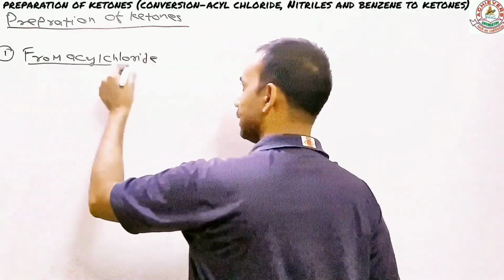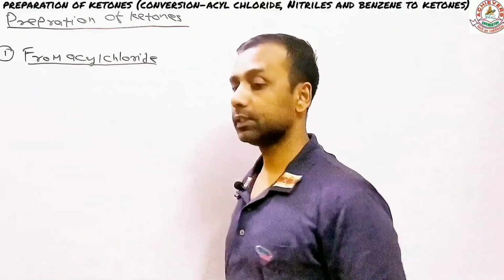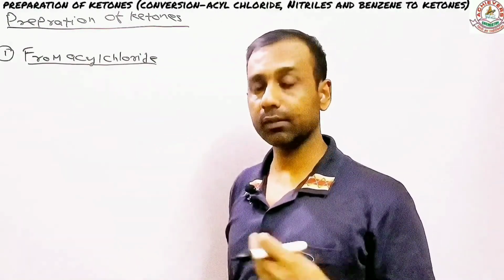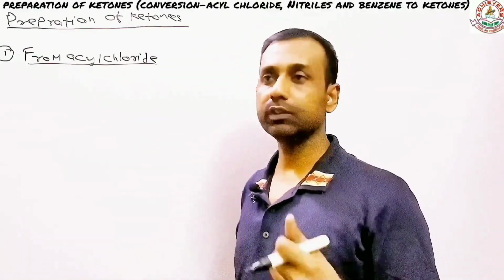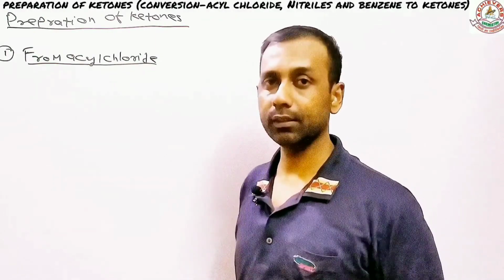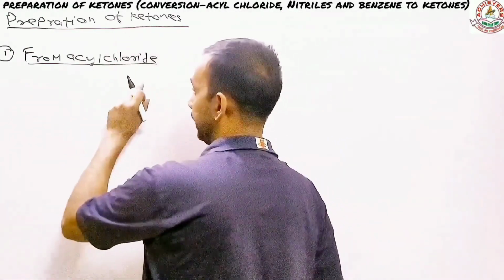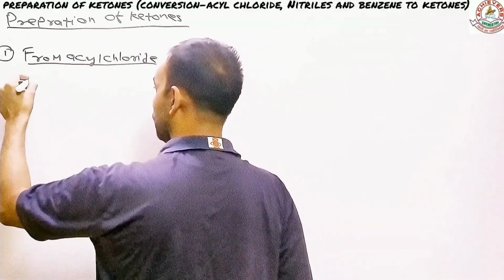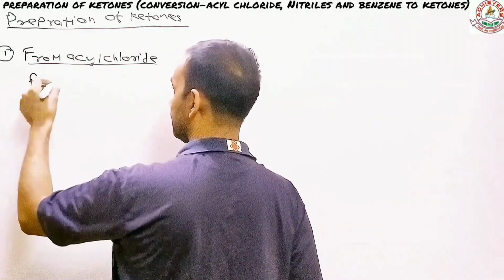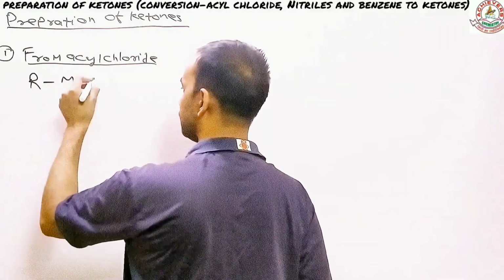But how this reaction is going to be, that's very interesting. And trust me, you're going to enjoy it, you're going to understand, and you're going to get back again for your next topic. In order to prepare ketone from acyl chloride, the first reaction we have to do is to use a Grignard reagent. So this is a Grignard reagent, right?